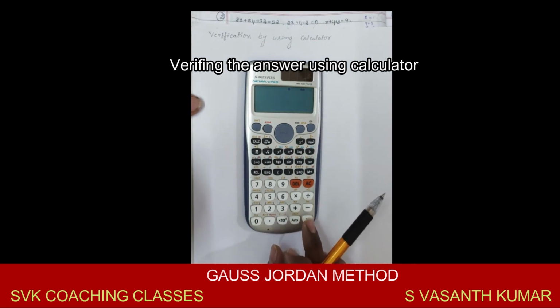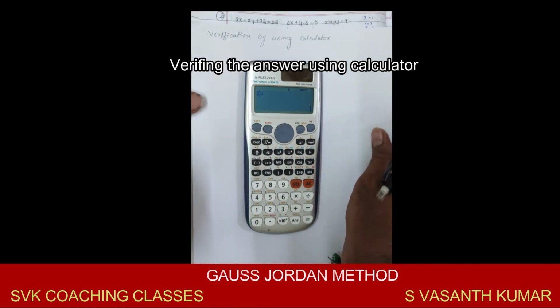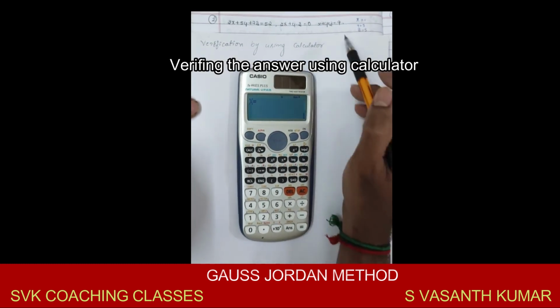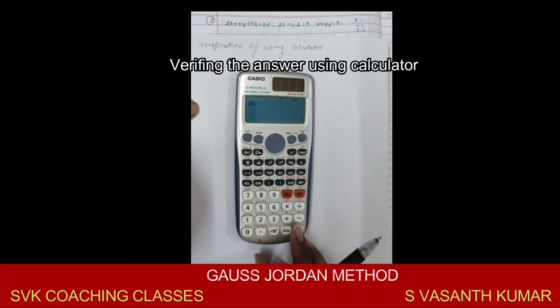Press equal to, you will get the solutions: x equal to 1. You can note that down. So x equal to 1, y equal to 3 and z equal to 5 you are going to get. See, y equal to 3 and z equal to 5. So this is the way of verifying any problem in the Gauss-Jordan method.